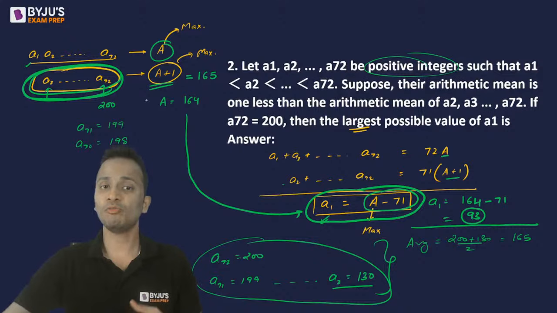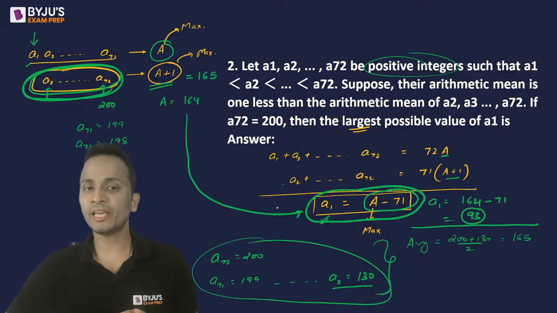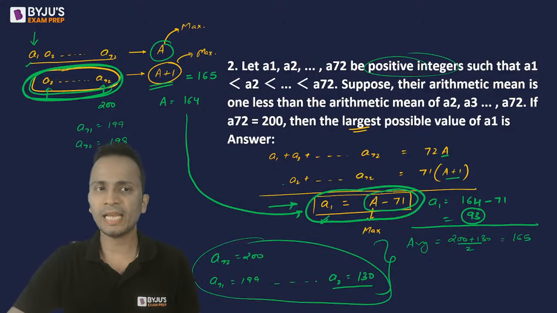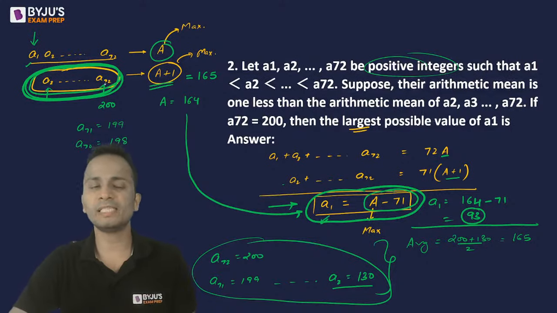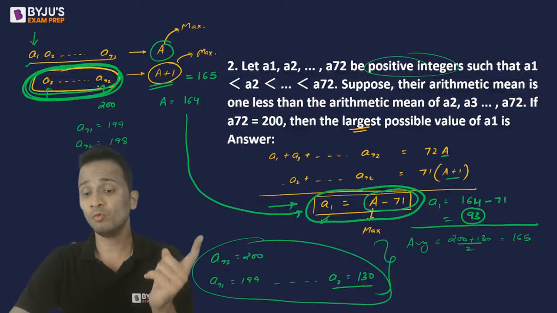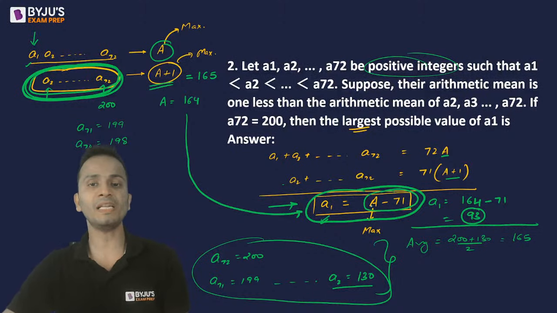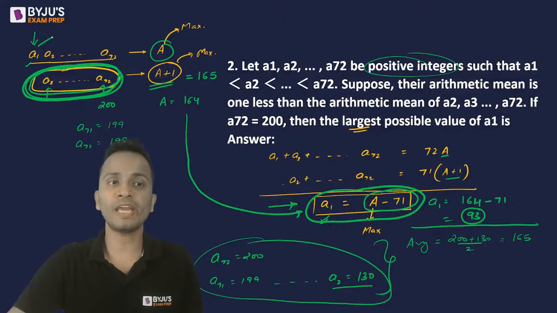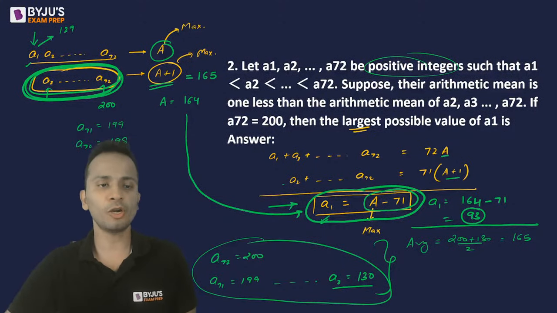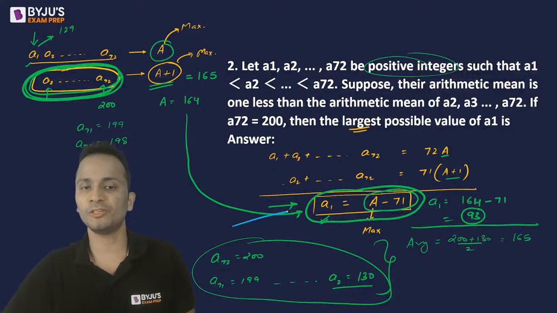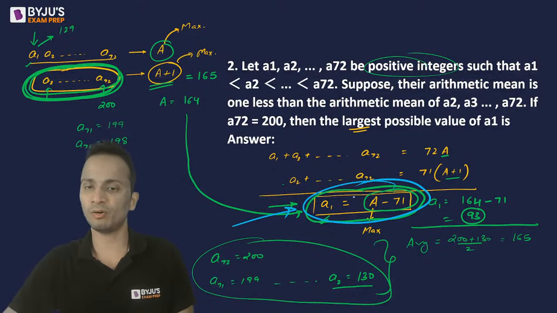Right? Now, we are asked to find out the maximum value of A1, right? Taking care of this condition, and hence I have started from here A2 up till A72. I have maximized their value, which will maximize the value of capital A and hence maximize the value of A1. The difference between capital A and A1 has to be 71. If you will consider the value of A1 as 129, you will not be able to satisfy this relation. ये वाला relation satisfy नहीं कर पाओगे. Okay?